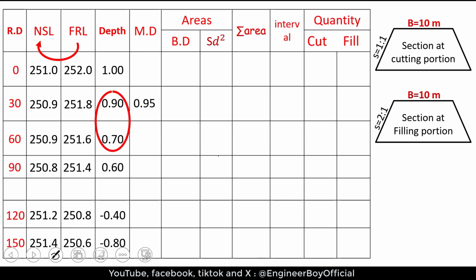And again, 0.9 plus 0.7 divided by 2, that's going to be 0.8. And then again, 0.7 plus 0.6, that's going to be 0.62.